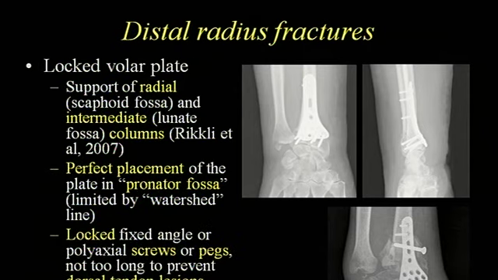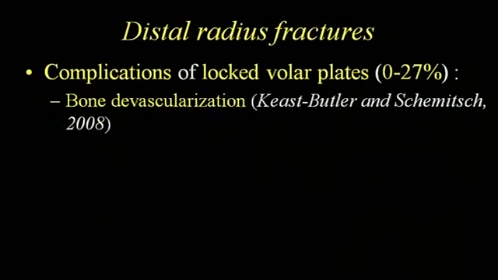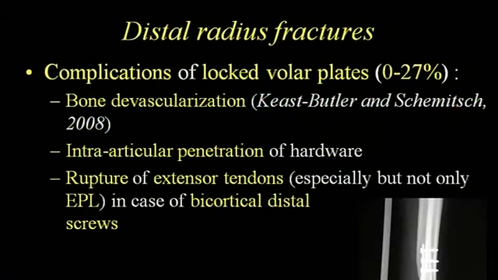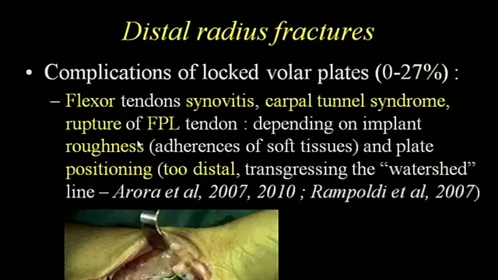The locked fixed-angle and/or polyaxial screws or pegs should not be too long distally, to prevent dorsal tendon lesions, and in case of synovitis, it is recommended to remove the plate after 4 to 6 months. There are some complications, up to 27%: intra-articular penetration of the hardware, rupture of extensor tendons in case of too long bicortical distal screws, flexor tendon synovitis, carpal tunnel syndrome, rupture of the flexor pollicis longus, depending on the implant roughness and on the plate positioning.